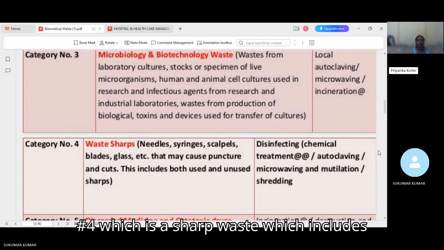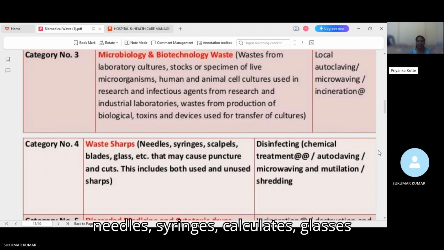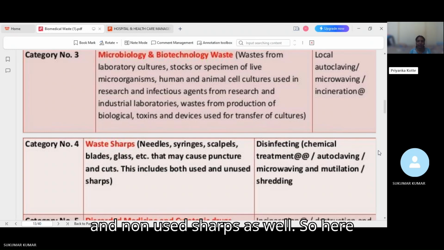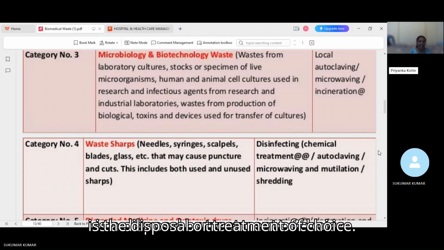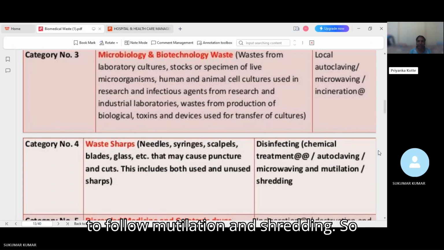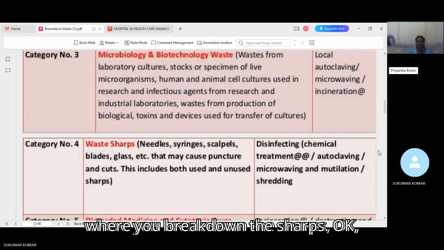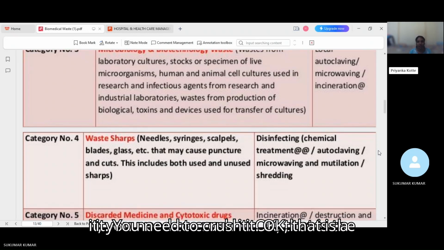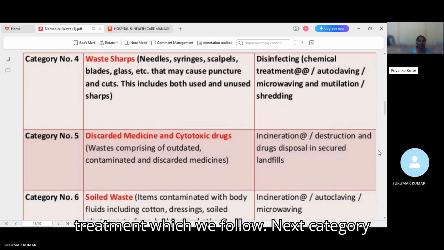Next, category number 4, which is sharp waste, which includes needles, syringes, scalpel blades, glasses, and everything. They include both used and non-used sharps as well. So here, chemical treatment we need to give for a few. Disinfection is the disposal or treatment of choice. Autoclaving and microwaving, we still need to follow. Mutilation and shredding, where you break down the sharps. If there's a glass item, you need to shred it, you need to crush it. That is a treatment which we follow.